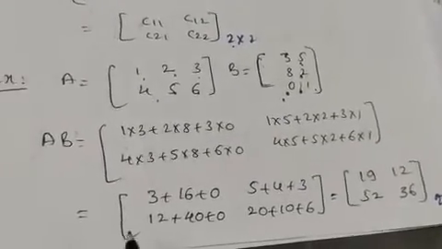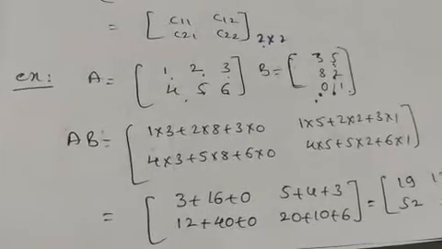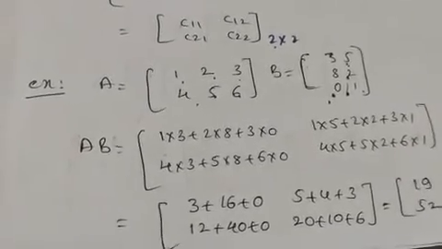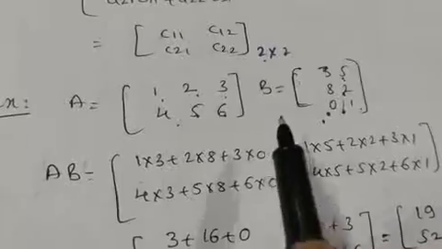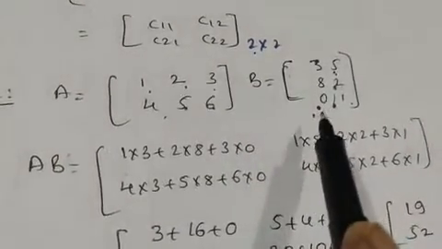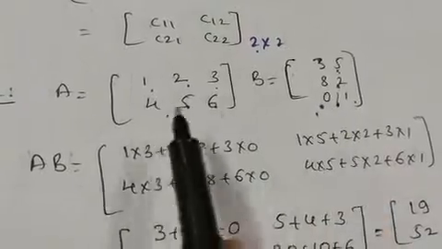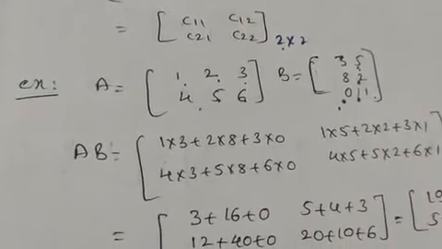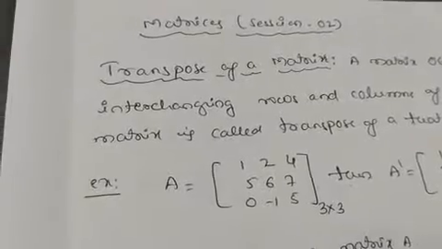So this is all about matrix multiplication, and we can observe here that A into B is not the same as B into A. It is not possible here to find B into A because it does not satisfy that condition of multiplication of two matrices.